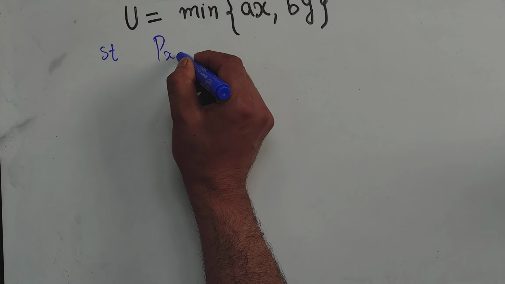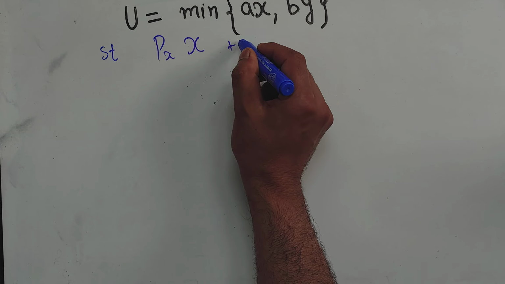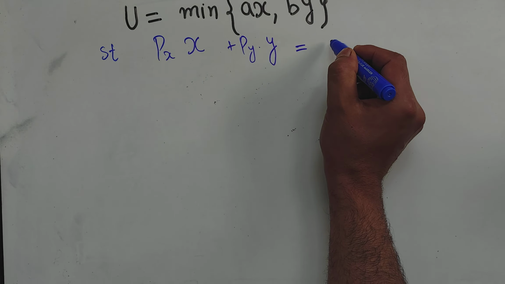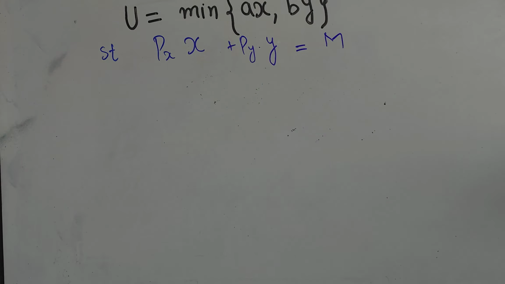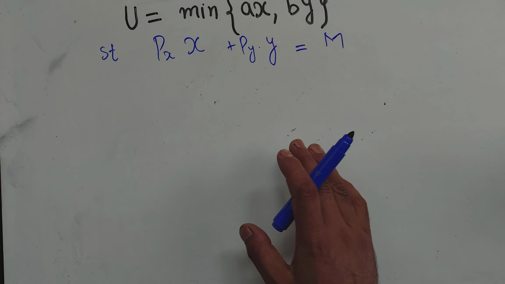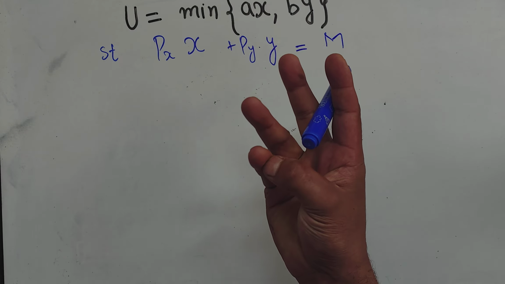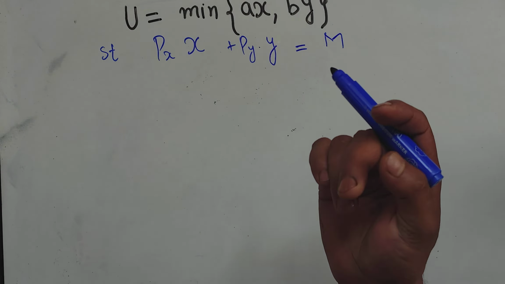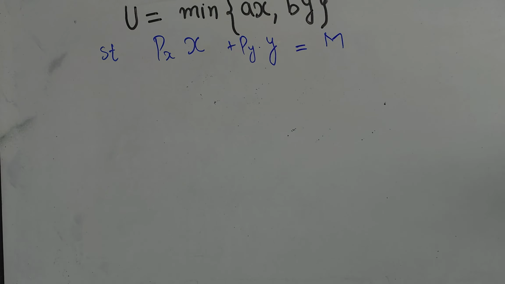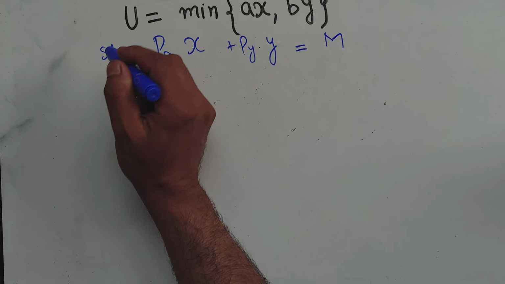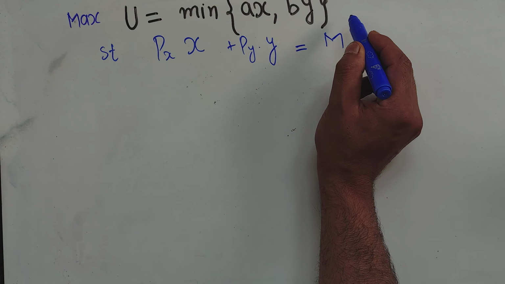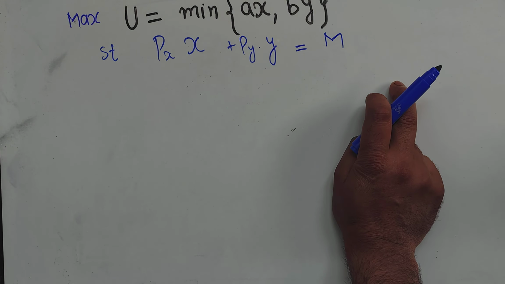that is, the price of good x times units of good x plus the price of y times units of good y is equal to the total income of the consumer. We call it the Leontief utility function, perfect complementary utility function, or fixed proportion utility function. These three mean the same thing. So we want to maximize the utility function of the consumer subject to the constraint that he is facing.